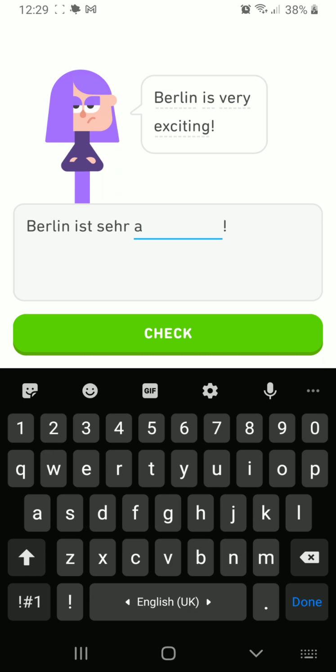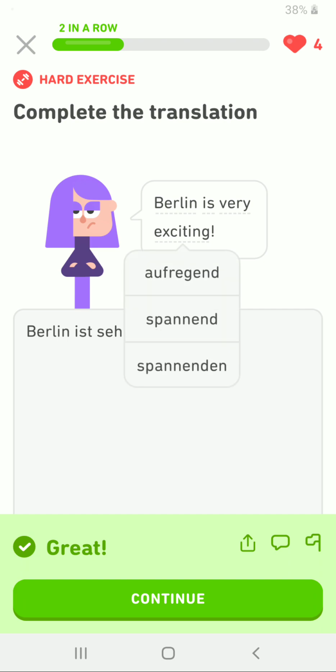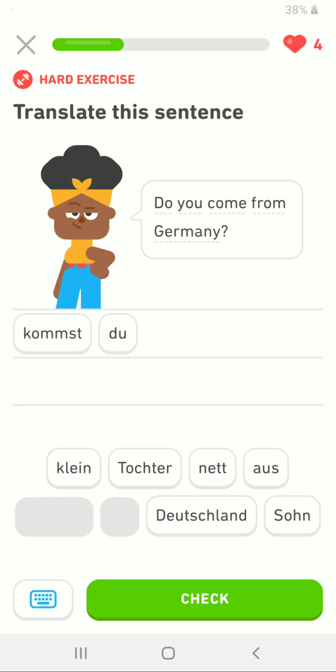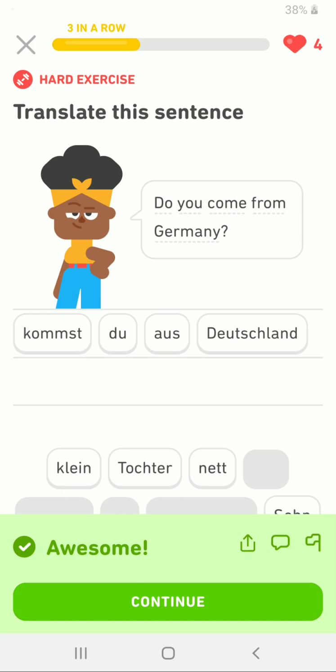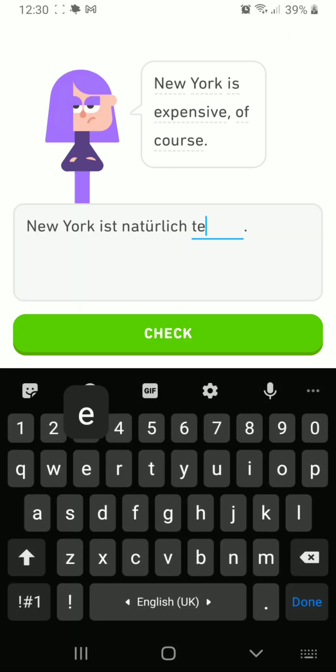Berlin ist sehr aufregend. Aufregen. Exciting, aufregen. There are some other synonyms. So, for example, spannenden. Okay, and do you come from Germany? Kommst du aus Deutschland? Deutschland. And New York is expensive. New York ist natürlich, of course. So, teuer. We know this. So, teuer.